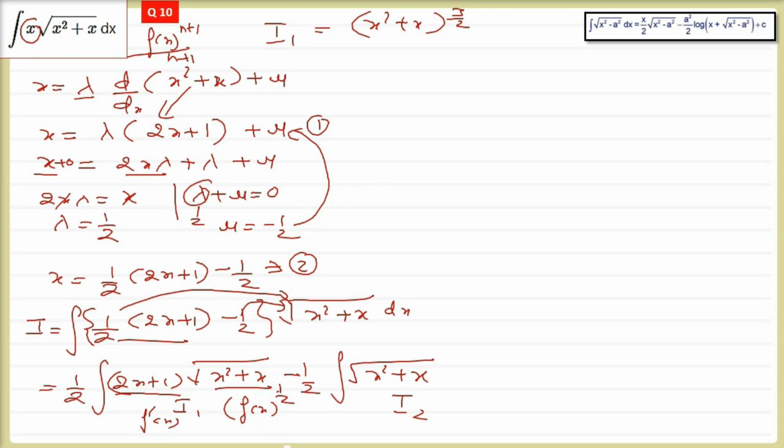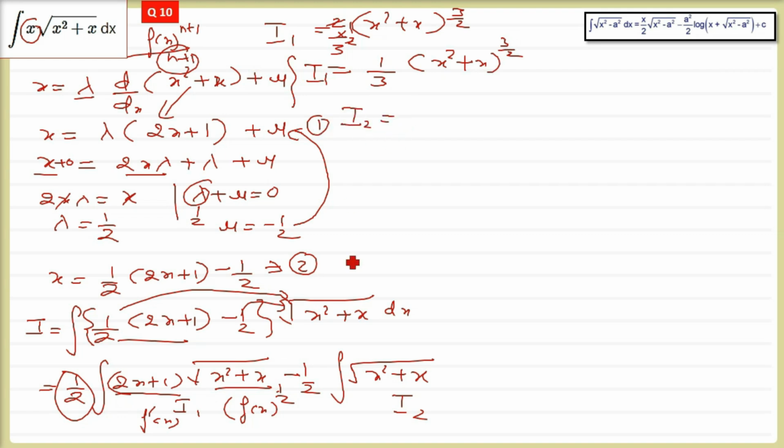And then we have in the denominator n plus 1, half plus 1, which is 3 by 2. 3 by 2 in the denominator will become 2 by 3 in the numerator. And you already have a half outside. So half, 2 gets cancelled. The final I1 will be equal to 1 by 3 (x square plus x) raised to the power 3 by 2. This is your I1.